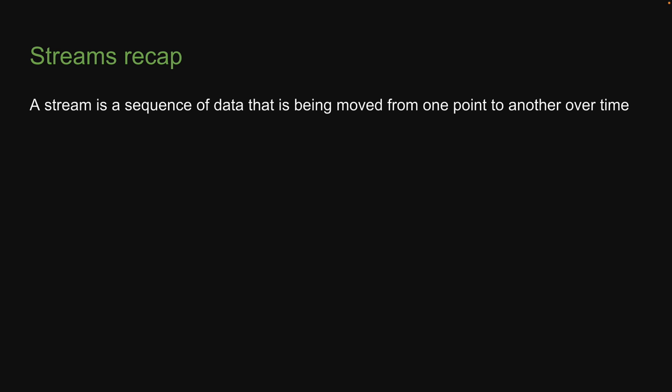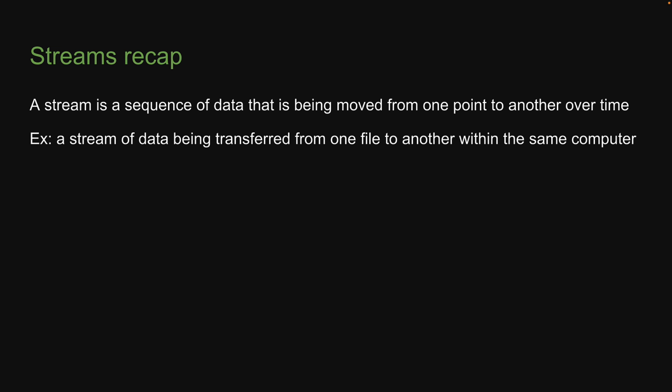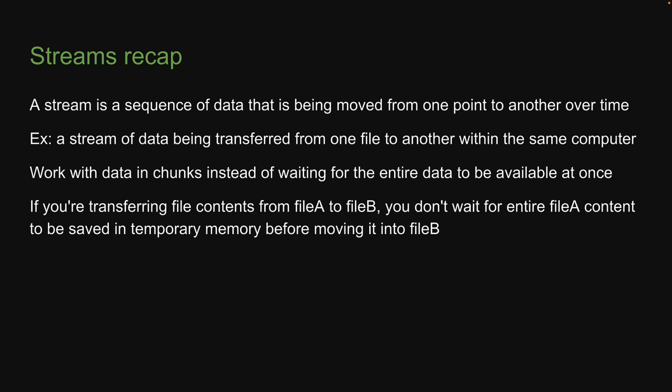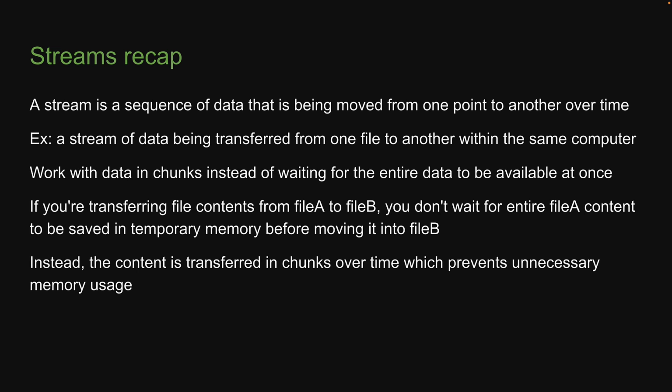A stream is a sequence of data that is being moved from one point to another over time. For example, a stream of data being transferred from one file to another within the same computer. The idea is to work with data in chunks instead of waiting for the entire data to be available at once. If you're transferring file contents from file A to file B, you don't have to wait for entire file A contents to be saved in temporary memory before moving it into file B. Instead, the content is transferred in chunks over time, which prevents unnecessary memory usage.